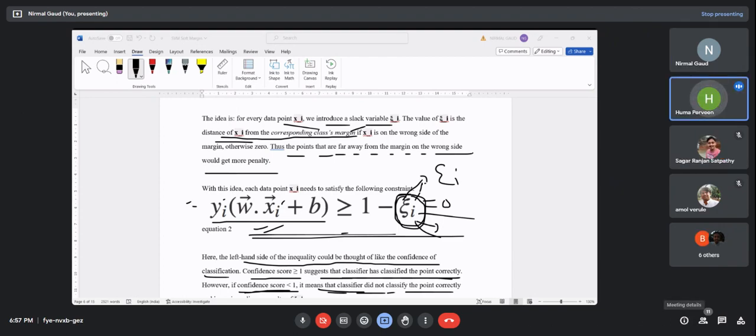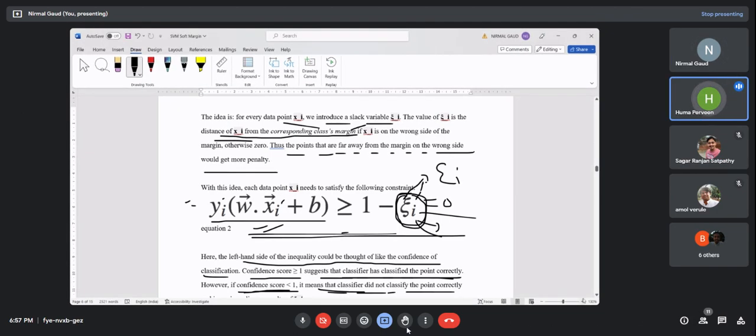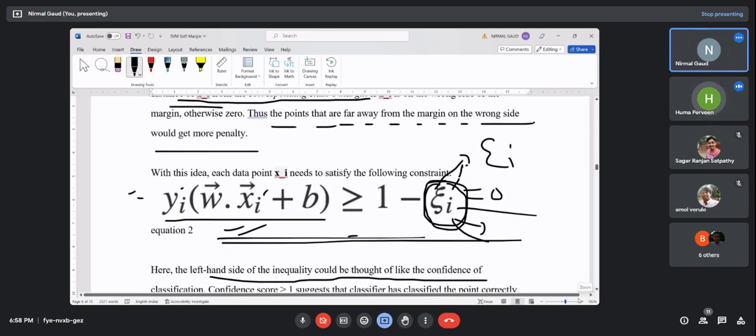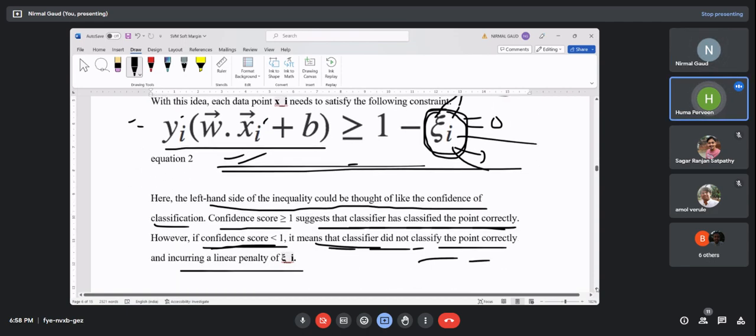Yes, sir. I want to ask how we are finding the confidence score. How do we calculate it? Is the confidence a predicted probability, or is it something else we are doing?